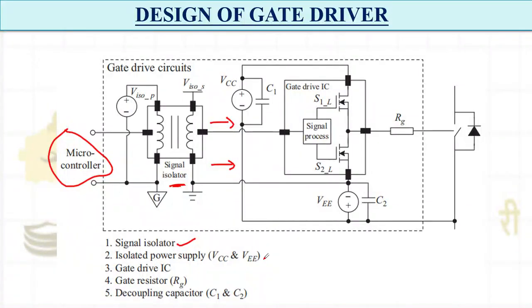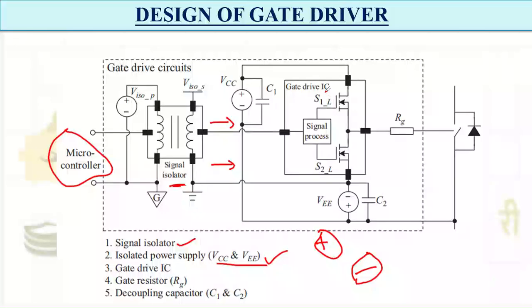Then I have my isolated power supply, that is VCC and VEE. If you watch this playlist from the start, you know about VCC and VEE. VCC is the positive gate voltage required to turn on, and for wide bandgap devices, a negative voltage is also very important. A negative gate pulse is also very important. This we have already talked about. If you don't know the logic or the concept behind it, you can watch my previous lectures. In lecture 1 or lecture 2, I have discussed this.